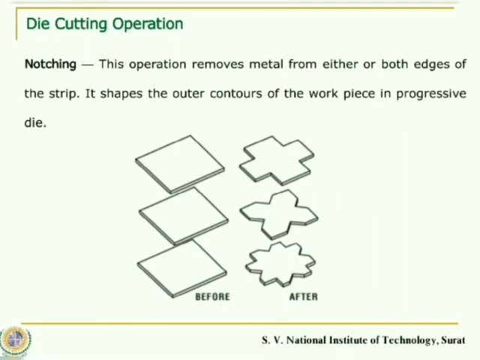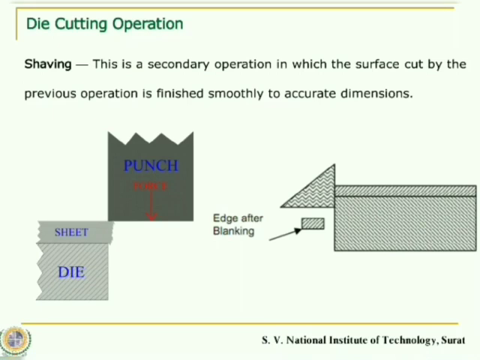Notching is another operation wherein the metal is removed from either or both edges of the strip. This operation helps to shape the outer contours of the workpiece, generally in progressive die operation. Shaving operation is a secondary operation. During this operation, the surface cut by the previous operation is finished smoothly to accurate dimensions.